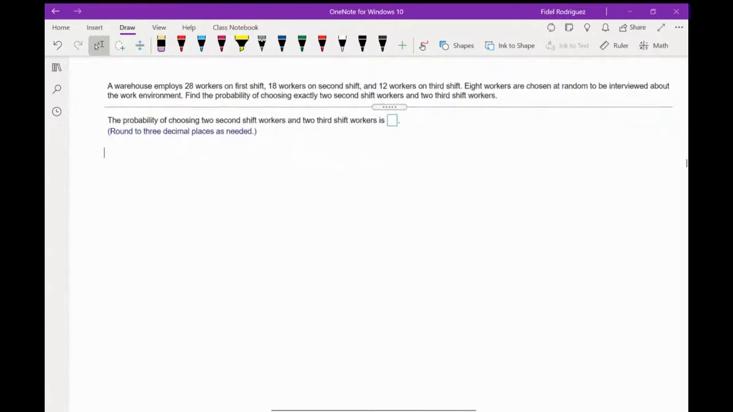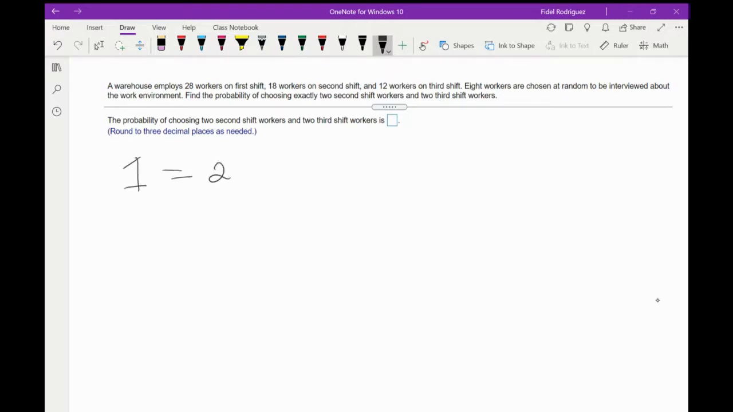The question says, a warehouse employs 28 workers on the first shift, 18 workers on the second shift, and 12 workers on the third shift. 8 workers are chosen at random to be interviewed about the work environment. Find the probability of choosing exactly 2 second shift workers and 2 third shift workers. Let's see if we can do it this way.